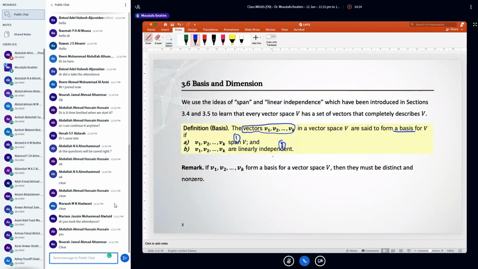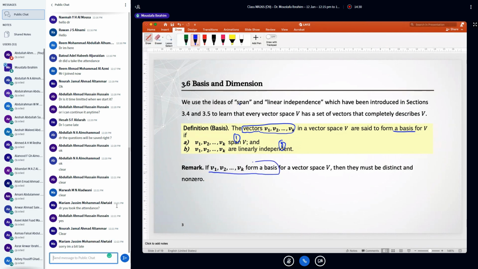So basically here, if v1, v2, vk form a basis for a vector space V, then they must be distinct. What does distinct mean? It means different from each other. Because if one of them is equal to another one, in this case we have a set which is linearly dependent.